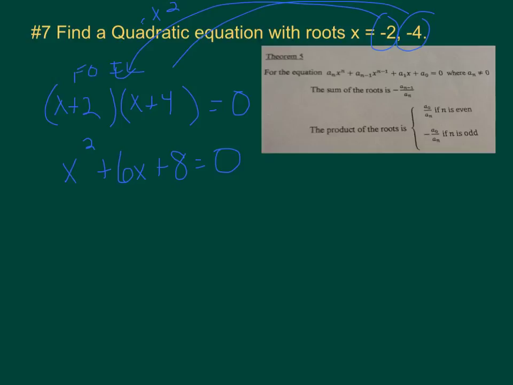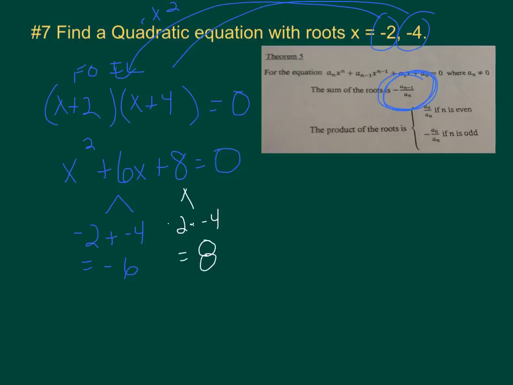And I want you to notice something here. Break down the 6. You get negative 2 plus negative 4 is negative 6. Why is that significant? That's your formula, guys. Look, it's the opposite of the second term divided by the leading coefficient. The opposite of 6, or positive 6, is negative 6 divided by the leading coefficient. That's the sum of our roots, negative 2 and negative 4. And check out the 8, break it down. That's negative 2 times negative 4. That's the product of our roots, which is 8.